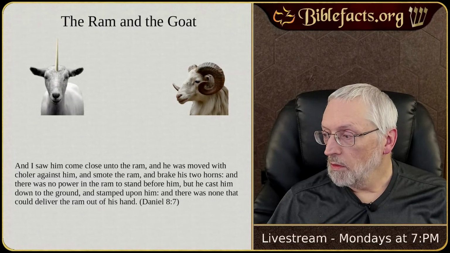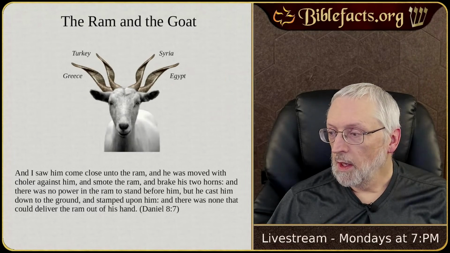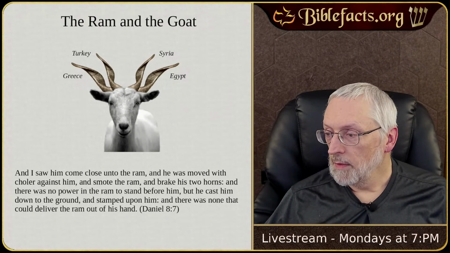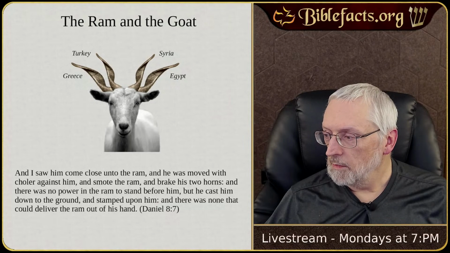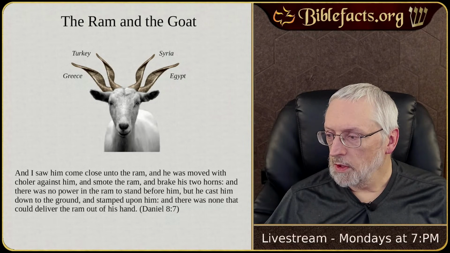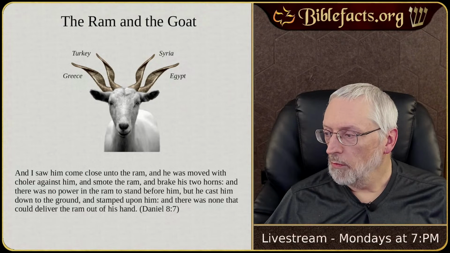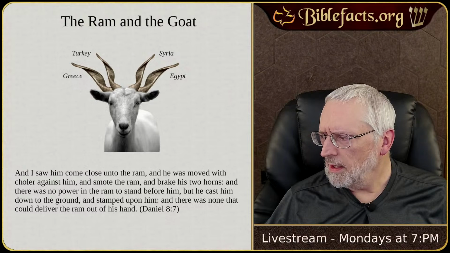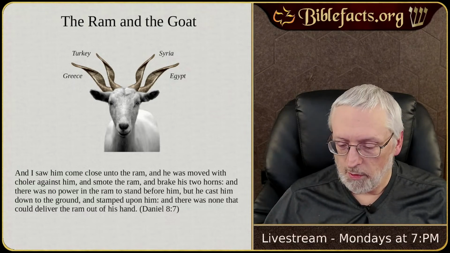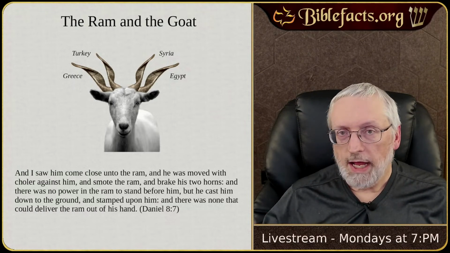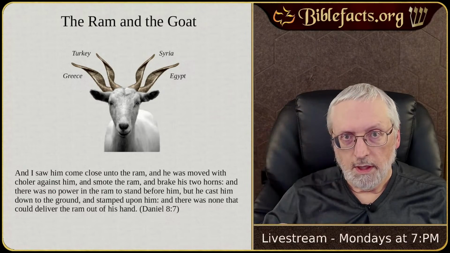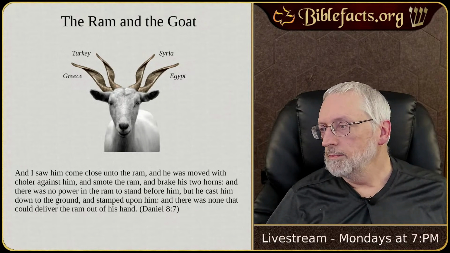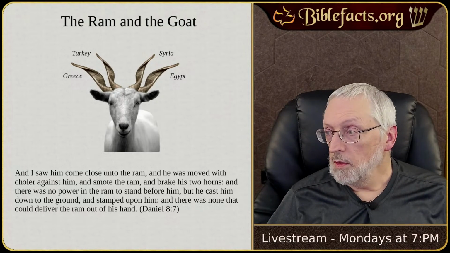Okay, so let's go on. So then we get to verse 8. So this is what he sees. I saw him come close to the ram. He was moved with choler against him, and he smote the ram and broke the 2 horns. There was no power in the ram to stand before him. He was cast down to the ground and stamped upon, and none could deliver him. I think I repeated that. So what happens is the horn breaks, and out of the broken horn, these 4 other horns come up. And you can see these here.